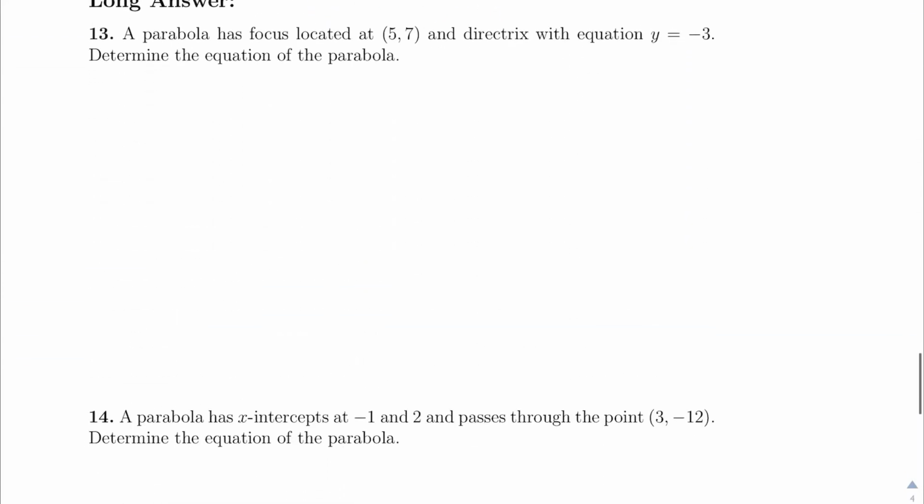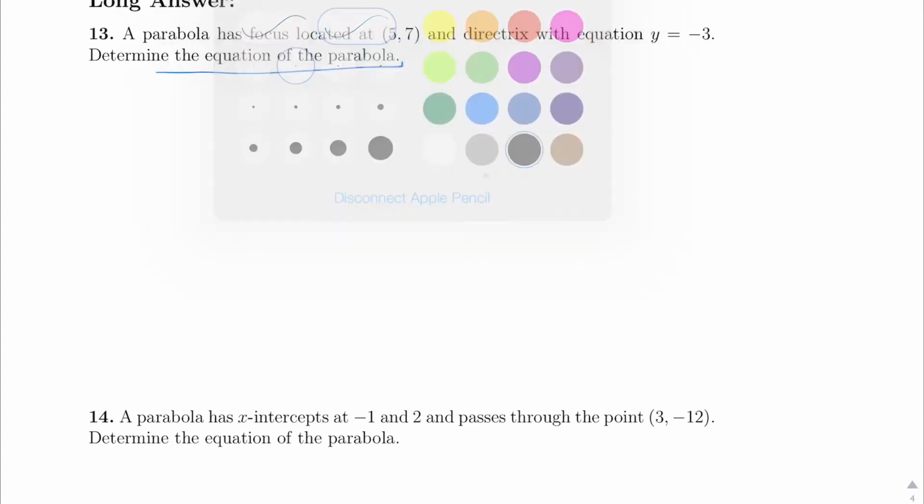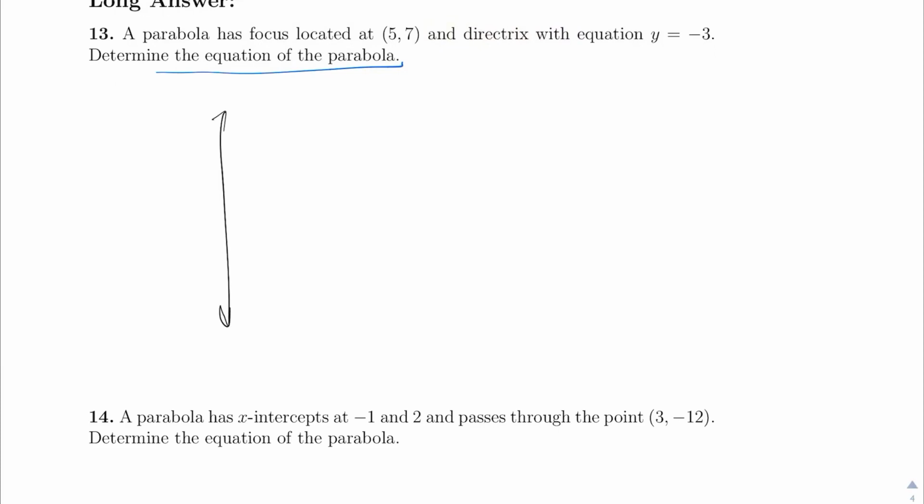All right, a parabola has focus located at 5, 7, and directrix with the equation y equals -3. Determine the equation of the parabola. A picture always helps with these problems. So the focus is at 5, 7. So here's our focus. The directrix is y equals -3.